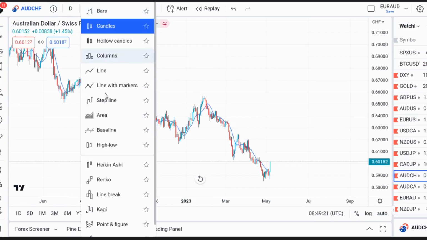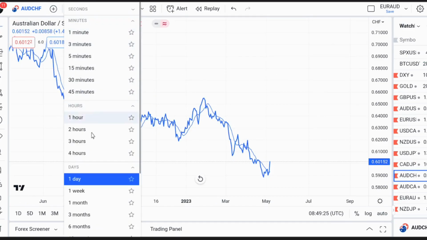So AUD Swiss franc, if you use the line chart, let's go to the weekly time frame.